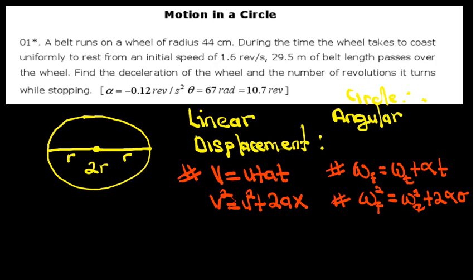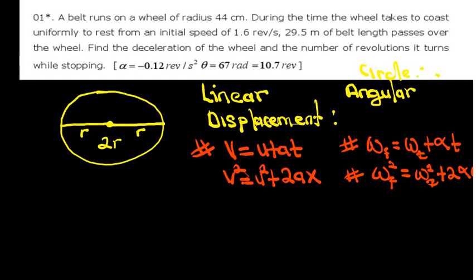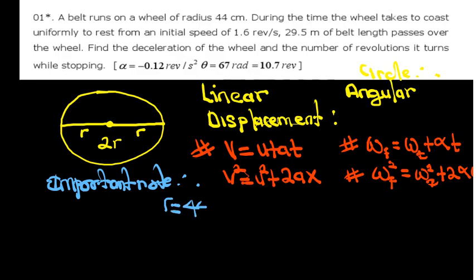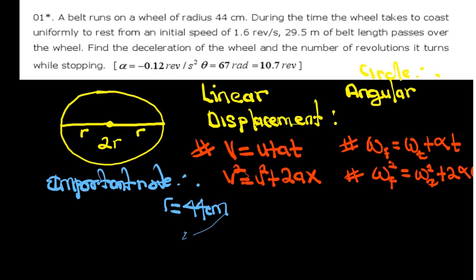So now let's collect our data from this question. This question has given us the radius. It is important to take note of the data that you've been given so that you're able to attempt your question. So, important note. What have we been given here? We've been given the radius, and the radius here is 44 centimeters. What else has been given in the question? During the time the wheel takes to coast uniformly to rest, uniformly to rest from what?